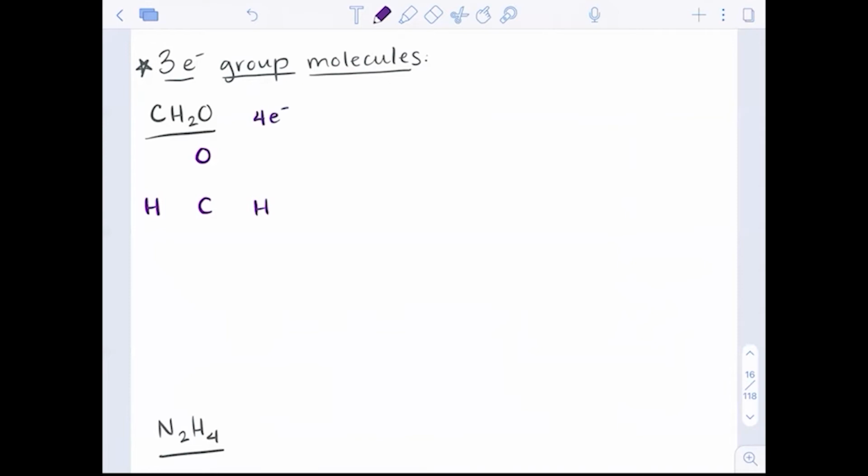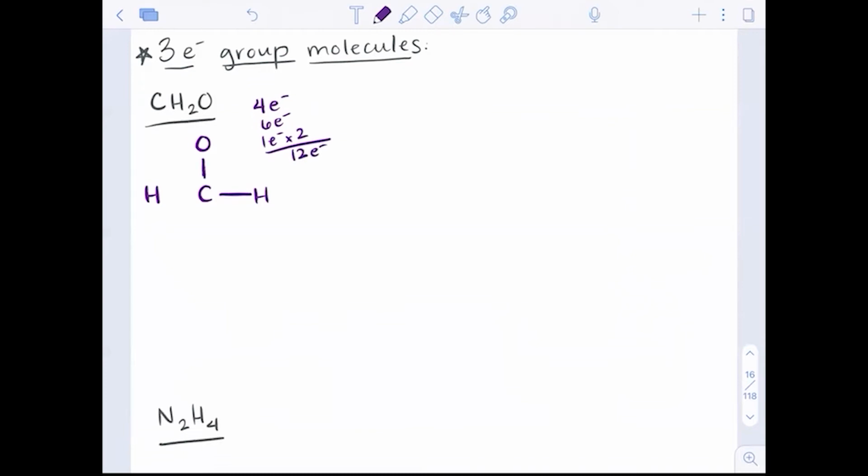Carbon brings 4 electrons to the table. Oxygen brought 6. Each one of those hydrogens brought 1 electron. So therefore we have 12 electrons total. 2, 4, 6, 8, 10, 12. When I look at what my structure has given me, I would say, you know what? I don't want to put that as a lone pair. I want to go ahead and share one more pair so that carbon gets an octet. I ran out of electrons and I didn't have an octet for carbon. So this would be a 3-electron group structure. We would imagine that that is trigonal planar.